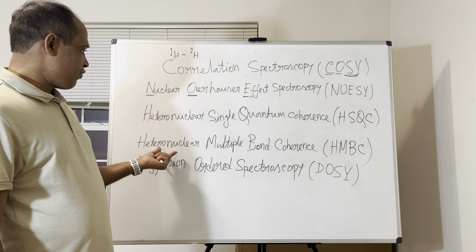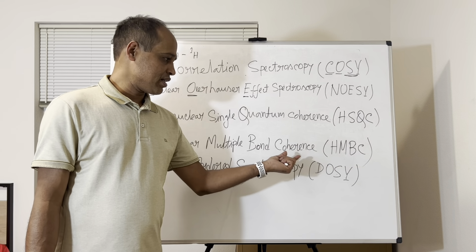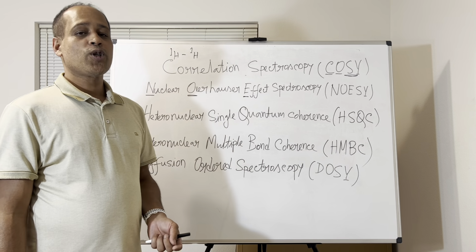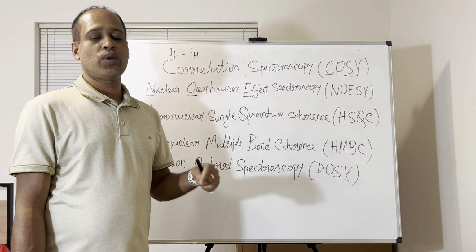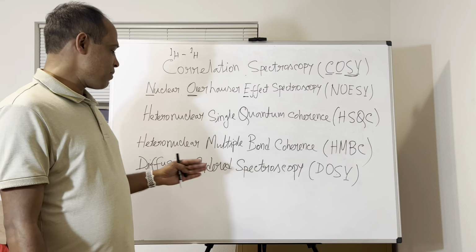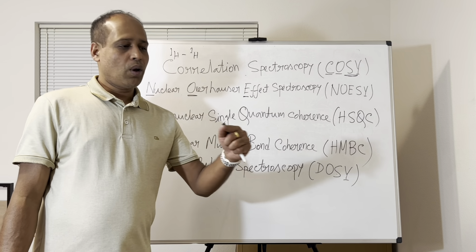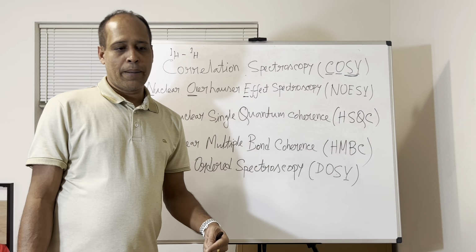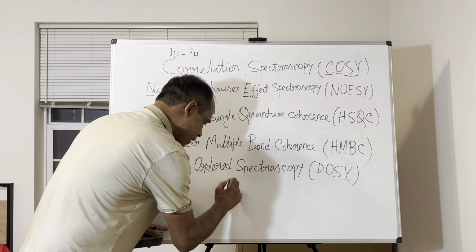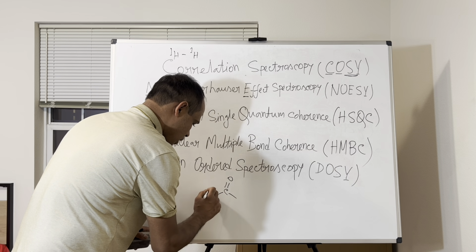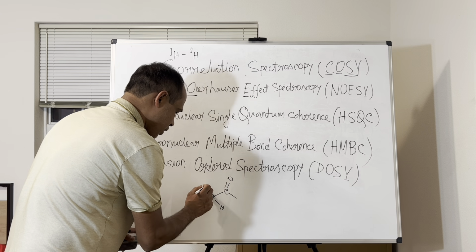And the fourth one is called heteronuclear multiple bond coherence, that is HMBC. Wherever people need HSQC, they always also do HMBC. HMBC actually determines long-distance proton-to-carbon correlations. So suppose you have a carbon like this, and you have two protons here.